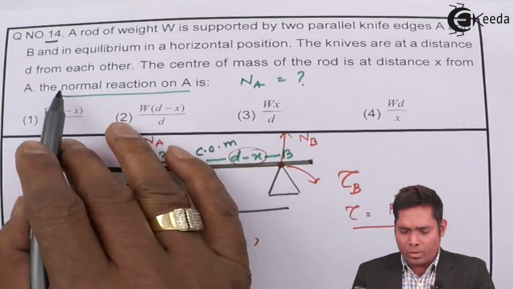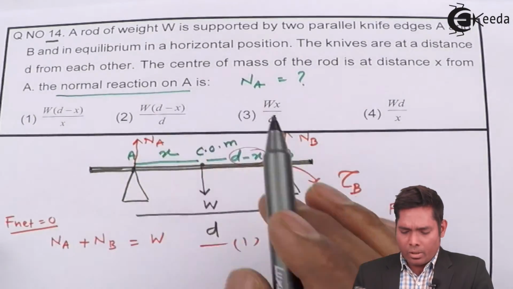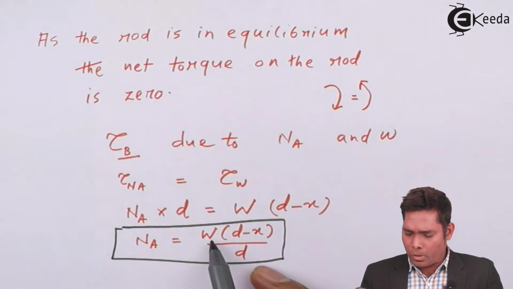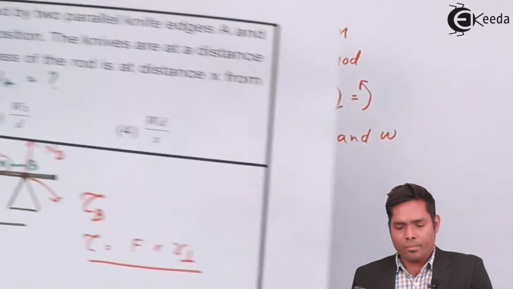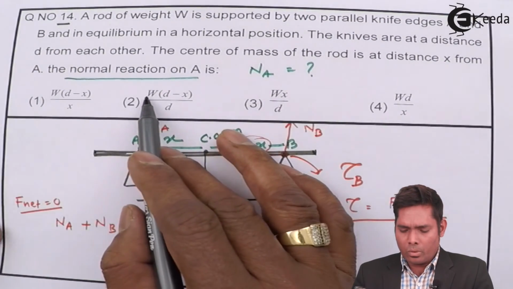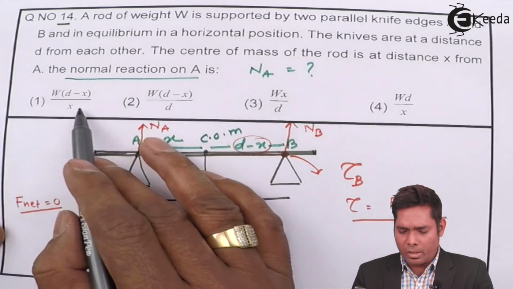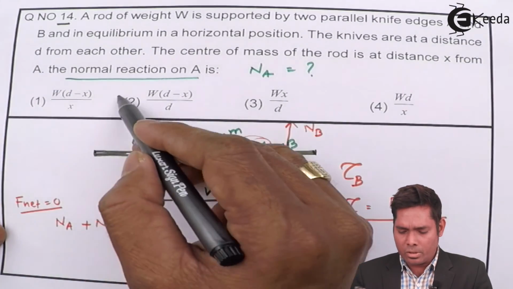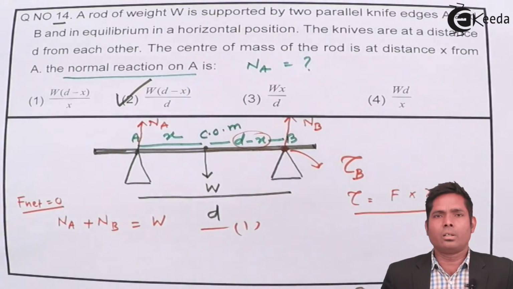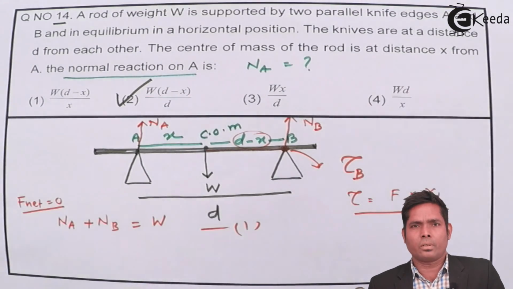The question is to find the normal reaction on A. The normal reaction on A is found to be W(D minus x) by D. So this is the right answer to this question. Okay, thank you.